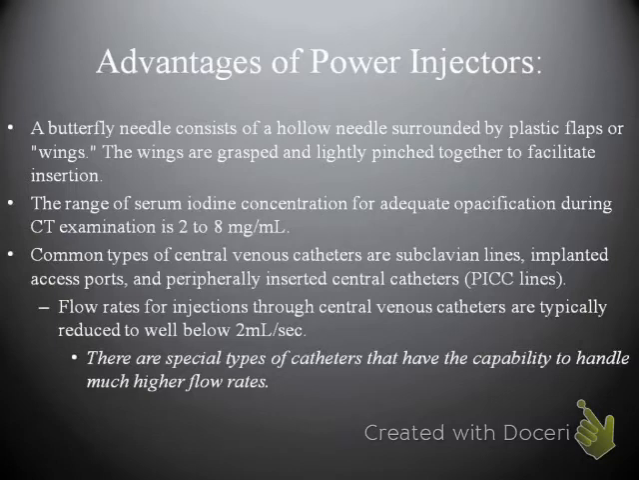Common types of central venous catheters are subclavian lines, implanted access ports, and peripherally inserted central catheters, or PICC lines. Flow rates for injections through central venous catheters are typically reduced to well below 2 milliliters per second. However, there are special types of catheters that have the capability to handle much higher flow rates and are adequate for power injection.